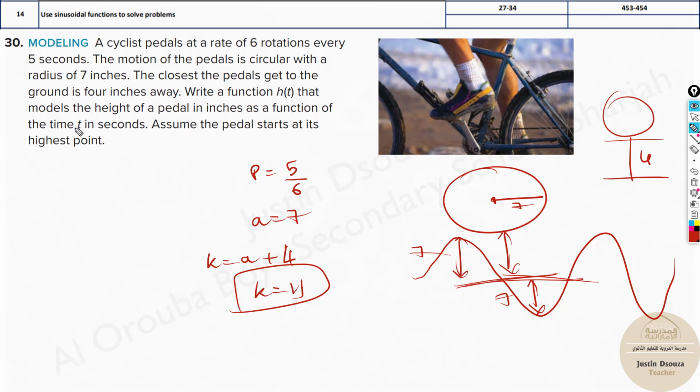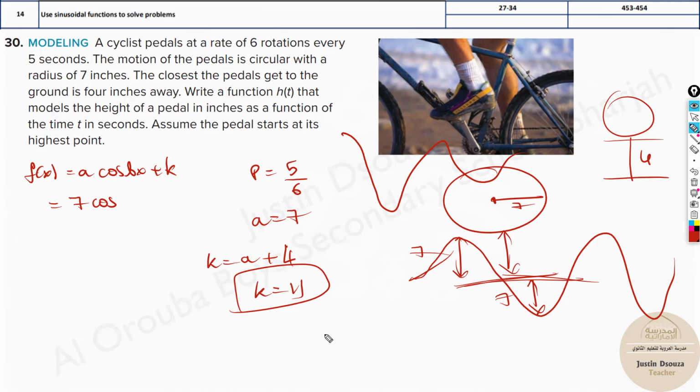Write the function h of t that models the height of the pedal in inches as a function of time t seconds. Assume the pedal starts at the highest point. Now that means you're not starting at the lowest point, but the highest point. We will take the cosine function. So I'll write the function over here. F of x is equal to a cosine bx plus k. What do we need over here? A is known, 7, cosine function.